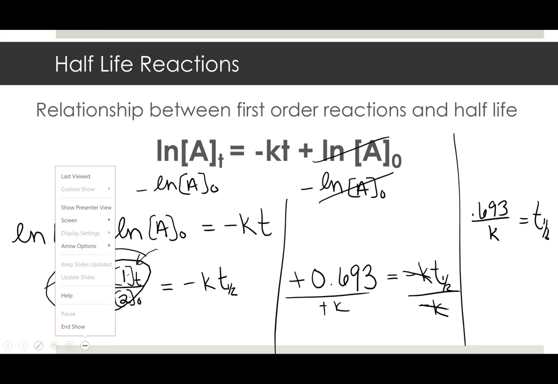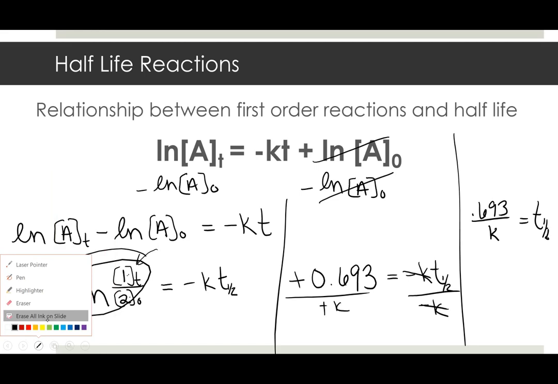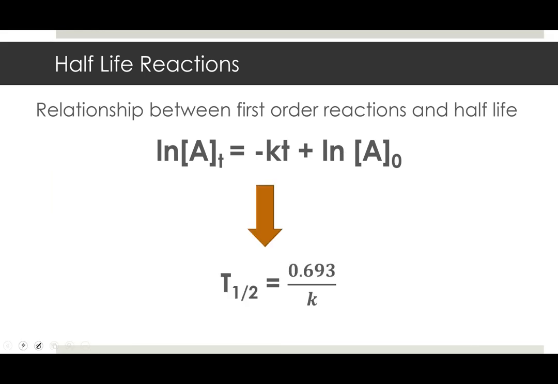So that's how I derived the equation. That's where this equation comes from. A pretty easy derivation to get from point A to point B that you guys can understand, so I went ahead and took the time to do that. But now we can say for a first order reaction, we can solve for the half-life if we know k. So plug k in and we spit out the half-life. Pretty nice little handy formula there.